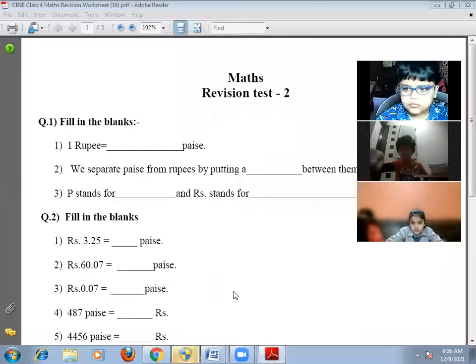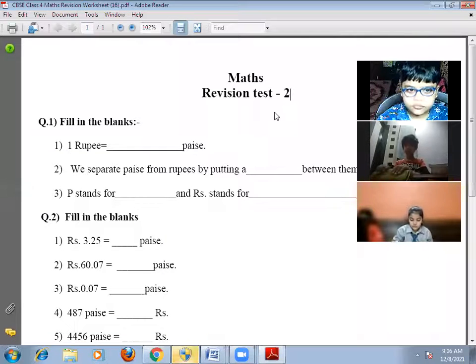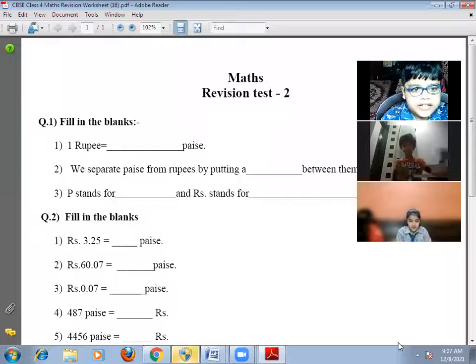Okay, beta. So today we are going to start a practice sheet, a revision sheet from the chapter Money. Manvi, can you read the first question? Yes, ma'am. Question number 1. Fill in the blank. 1 rupee is equal to dash paise.